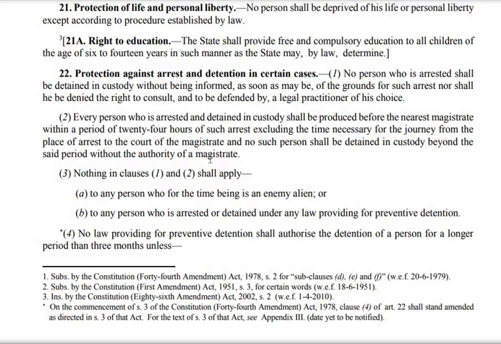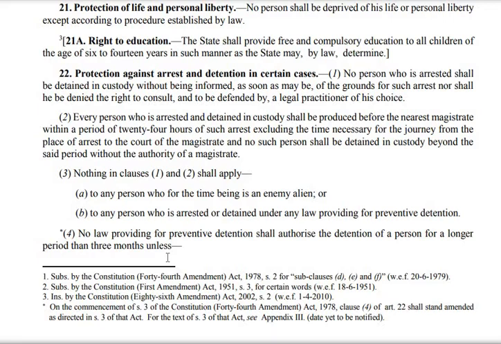Now let's see clause 4. No law providing for preventive detention shall authorize the detention of a person for a longer period than 3 months. अगर आपने प्रिवेंटिव डिटेंशन में किसी को गिरफ्तार किया है, उसको 3 महीने से ज़्यादा आप नहीं रख सकते कस्टडी में, और उसके लिए भी आपको एडवाइजरी बोर्ड का ओपिनियन चाहिए होगा कि 3 महीने से ज़्यादा आप रख सकते हो कि नहीं.